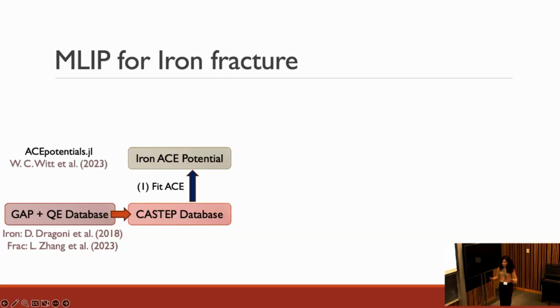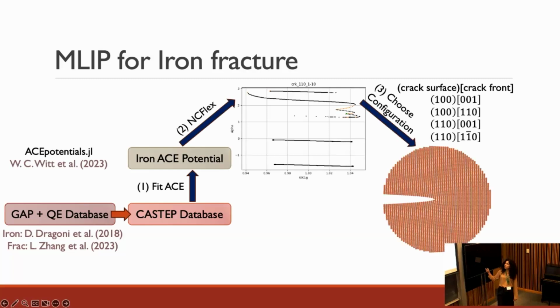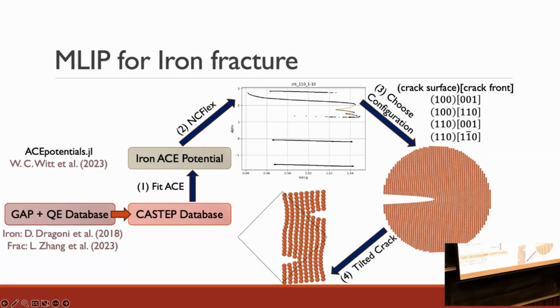So I reevaluated the database with consistent parameters, because that's important. Then I fitted an ACE potential, which is atomic cluster expansion, and it's faster than GAP as well, and did some iterative learning. I ran NC flex, and as you can see, it doesn't do very well. So I take points from this, for 4 different types of crack systems, where I'm using the notation of the crack surface in round brackets and the crack front in square brackets. Choose a configuration, then cut out the center bit to make a periodic system, evaluate that with DFT, put that back in, and do a cycle.